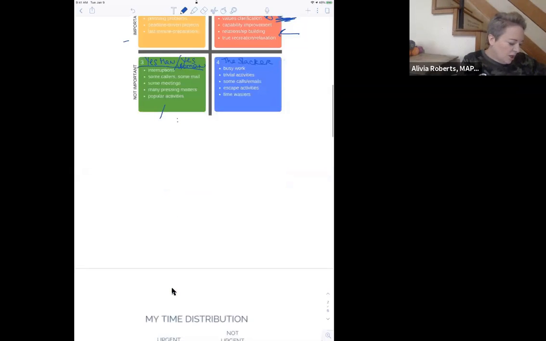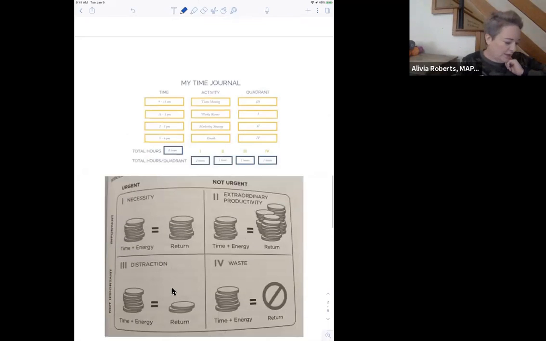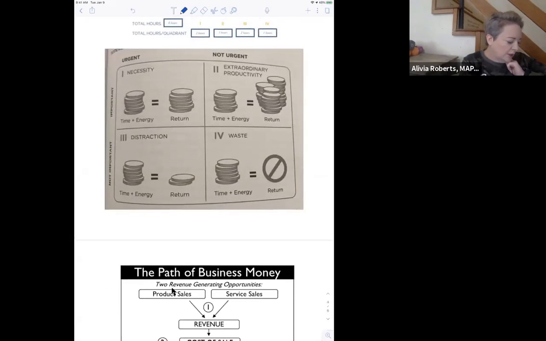Okay, so this is the important piece right here. Urgent and not important: when you're in this piece, your time and energy is getting an equal return. When we look at quadrant 2, which is that extraordinary productivity, we are getting a 10 times return on our time and energy, right? Now, interestingly enough, when we're in quadrant 3, our time and energy is actually giving us a negative return. And obviously here, there is no return because we're wasting, right?